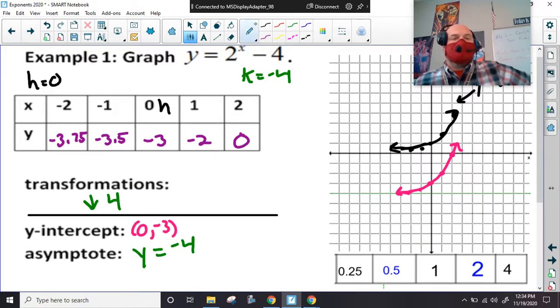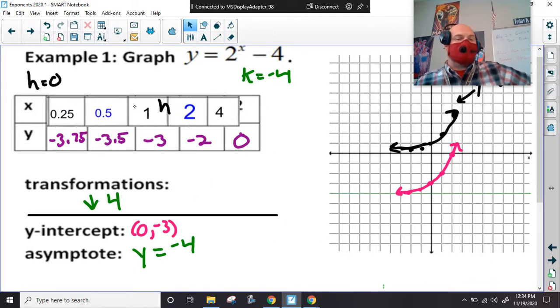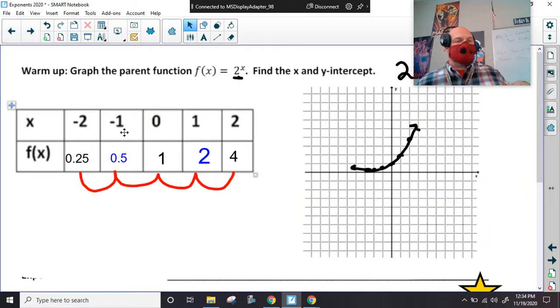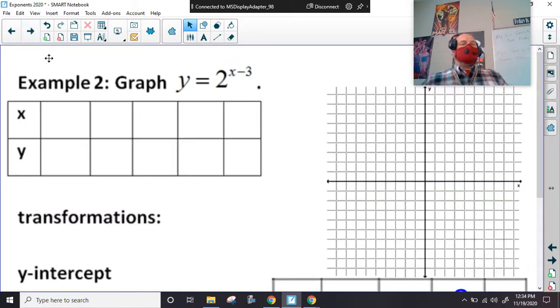No, yeah, no, you subtract it from these values right here. That's from that parent function earlier. Look back up here. See where this is on your paper? Yeah. Those are the y values. I said 0.25 minus 4 because -4 was our k all the way through. Yep. Okay, now let's look at example 2.